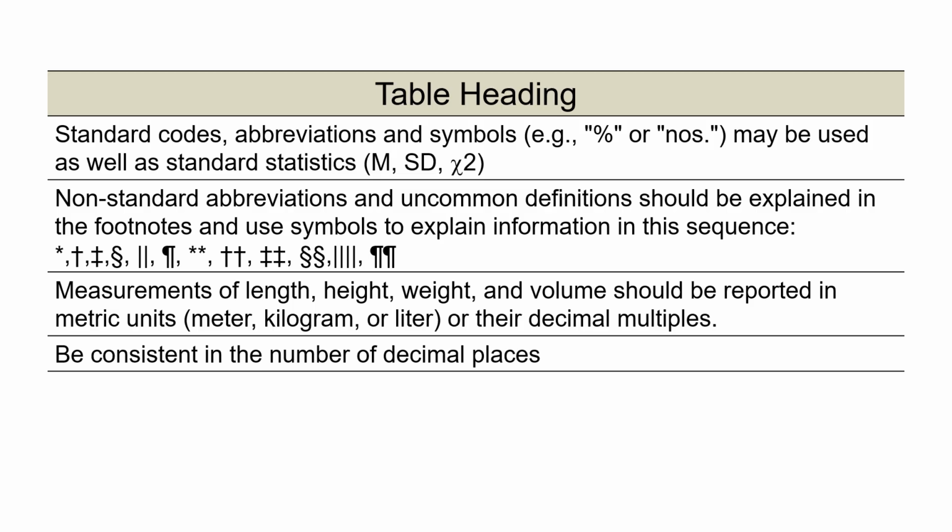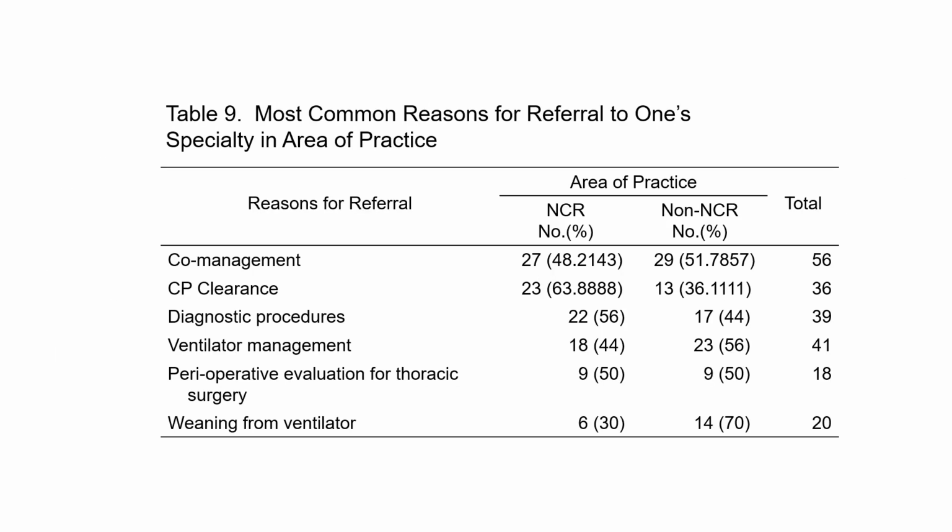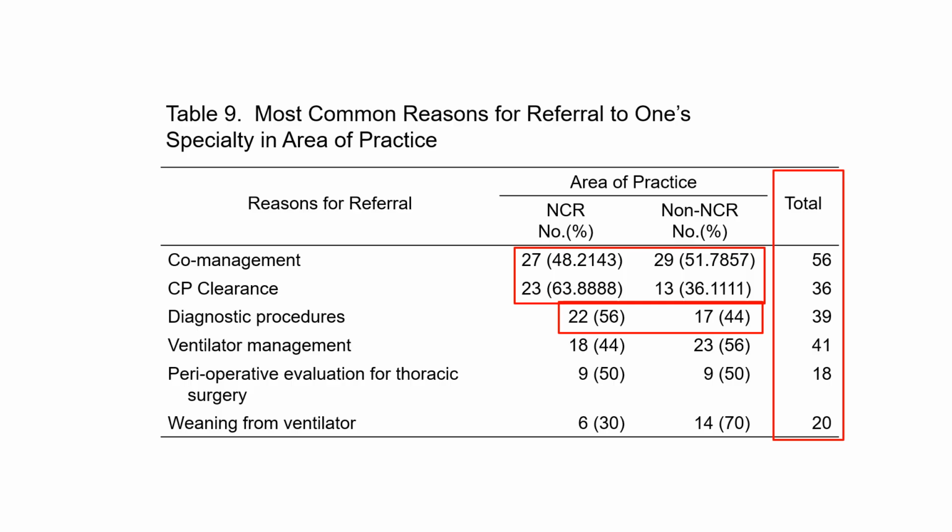Measurements of length, height, weight, volume should be reported in metric units such as meter, kilogram, or liter, or their decimal multiples. Avoid listing figures with numerous zeros and decimal places. Give numerical results not only as derivatives, for example, percentages, but also the absolute numbers from which the derivatives were calculated. Total should be shown if appropriate.